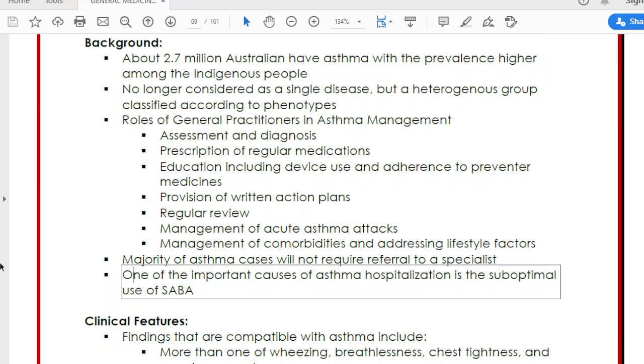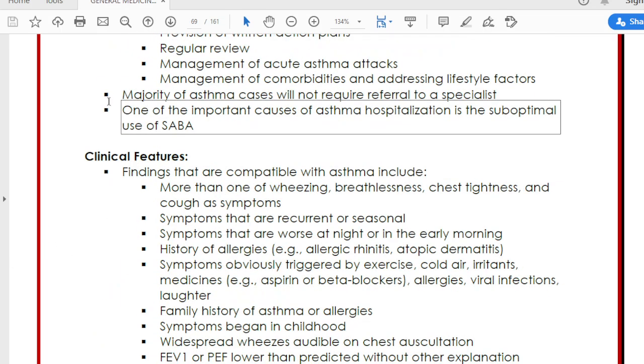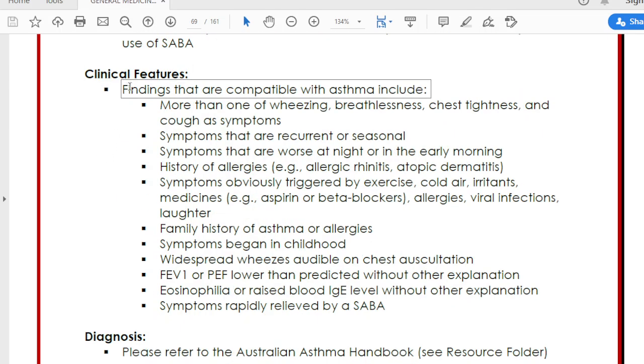One of the important causes of asthma hospitalization is the suboptimal use of SABA. Clinical features. Findings that are compatible with asthma include more than one of wheezing, breathlessness, chest tightness, and cough as symptoms. Symptoms that are recurrent or seasonal.